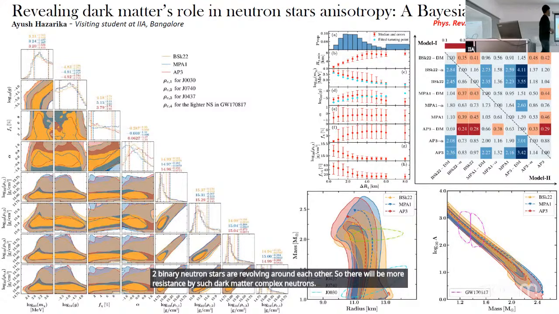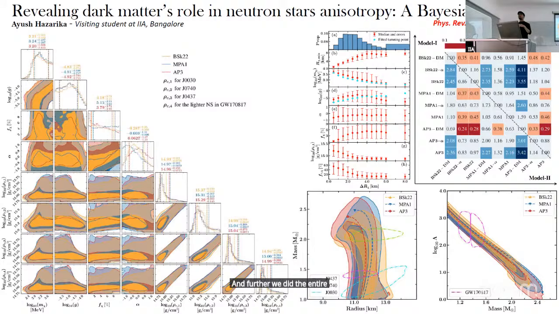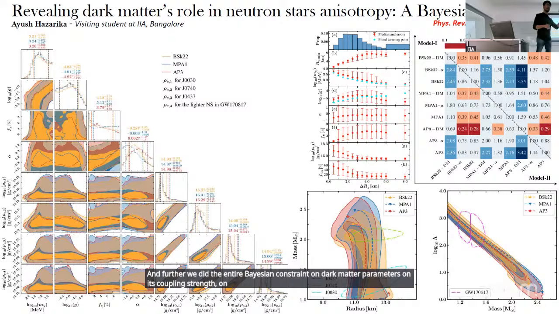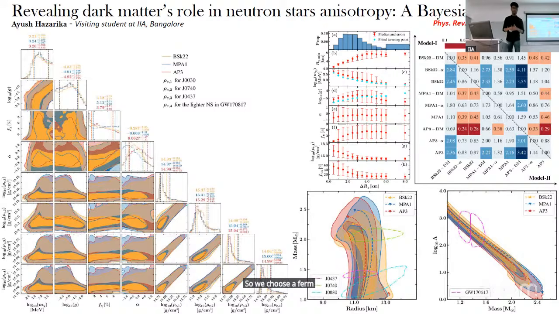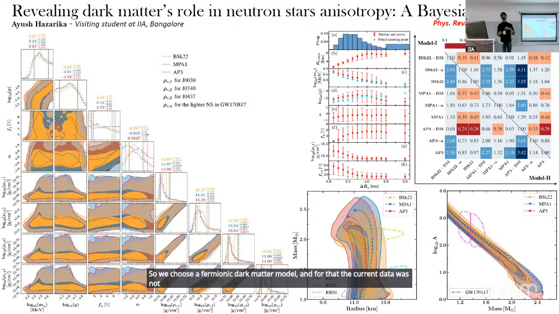And further, we did the entire Bayesian constraint on dark matter parameters: its coupling strength, the fraction of dark matter that can be possible inside a neutron star, as well as the dark matter mass and the mediator mass. So we chose a fermionic dark matter model, and for that, the current data was not able to put good constraints. We also did a Bayes factor study.